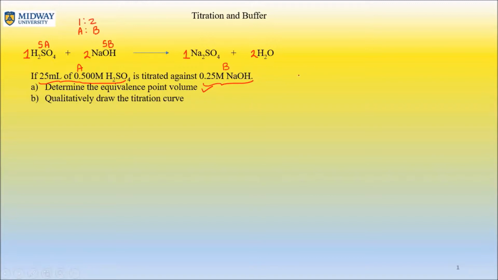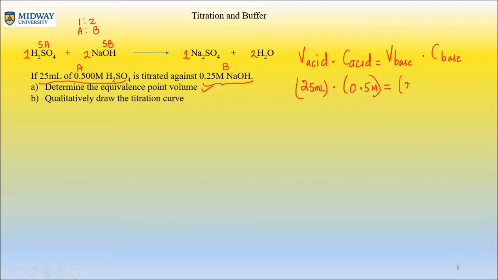All right. So how do we find the equivalence point volume? Well, V acid times C acid equals V base times C base, right? Now, as I said, there should be a certain way of writing things which we can change. You see, it's automatic. It's kind of habit. So volume of acid is 25 mL times concentration of acid is 0.5 molar. Okay. Volume of base is what we need to know. So let's call it X. Concentration of base is 0.25 molar.